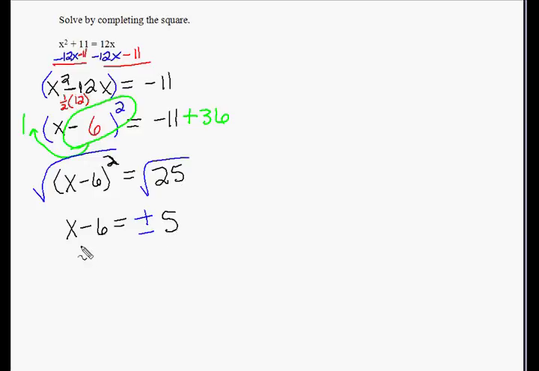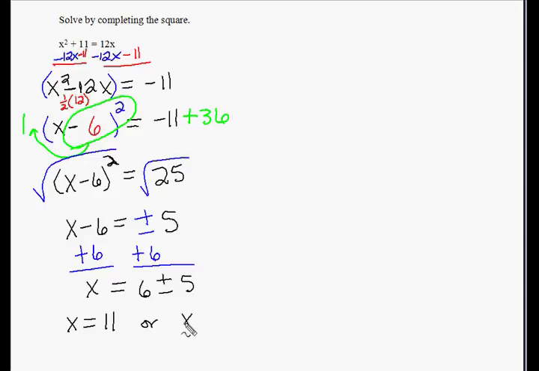Our last step, in order to get x alone, is to add 6 to both sides. We now have x is equal to 6 plus or minus 5. But you can't leave your answer that way. x is equal to 6 plus 5 is 11, or x is equal to 6 minus 5 is 1. So when there are numbers and they're like terms, you must combine them to give a simple, clear answer.